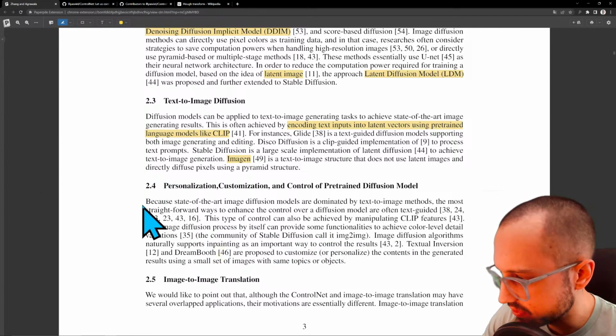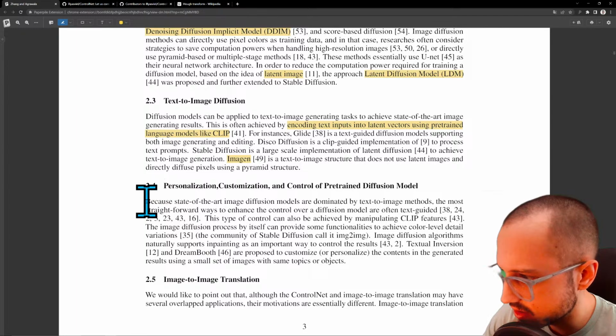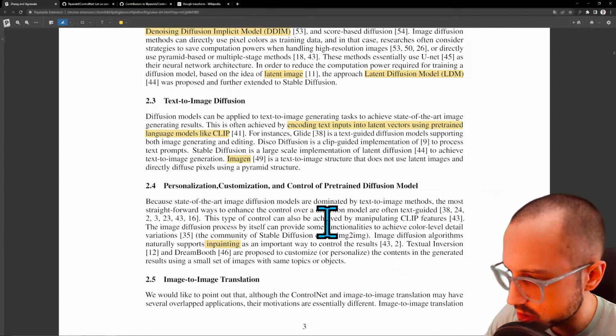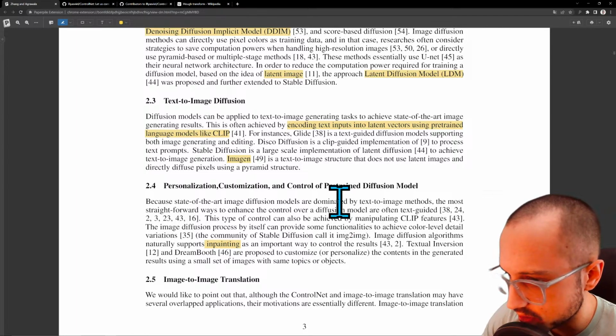So yeah, we've seen a couple different ways of using diffusion models to do different things. I think inpainting is one that everybody's seen now, where you can basically mask out certain parts of an image and fill them in with a diffusion model.